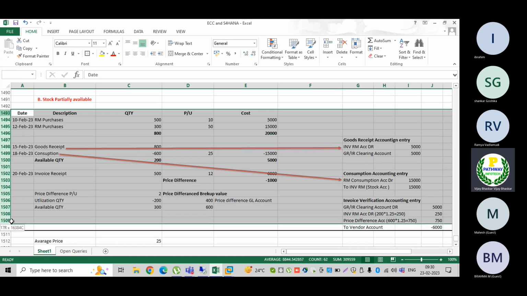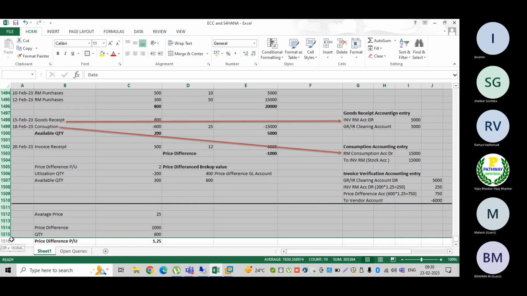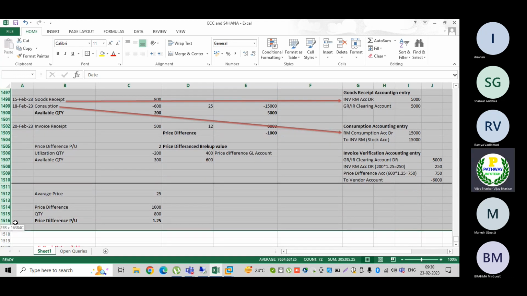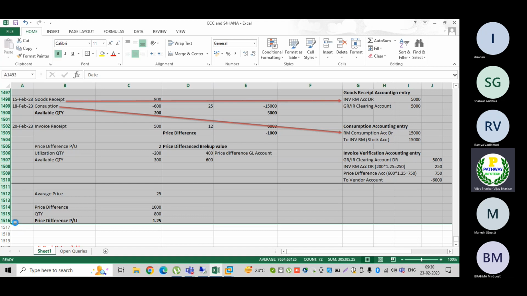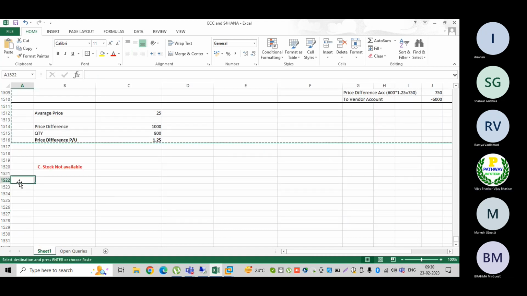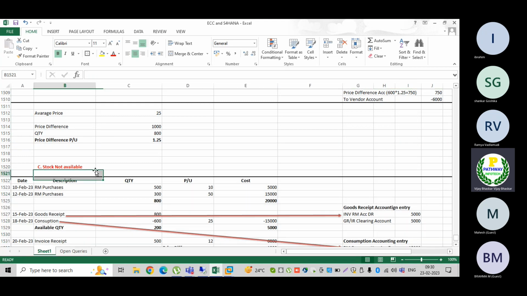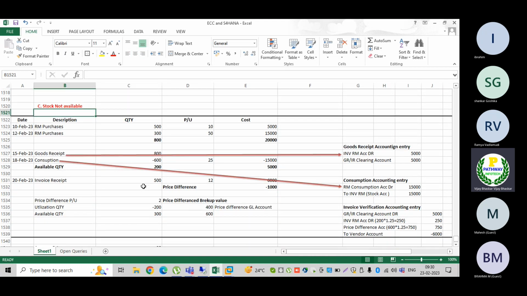I'll take the same example here. Up to here, this is the important part. Then in case stock is not available, I don't have the stock here. Then what will happen here? Compared to the moving average method with stock partially available, in this case I don't have the stock.